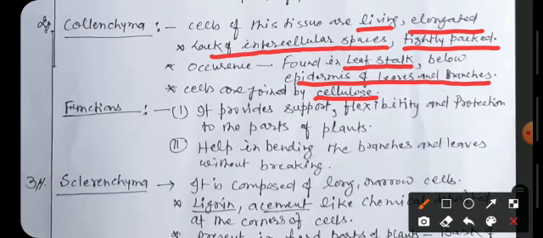Now the functions of this collenchyma. Collenchyma is involved in providing support and flexibility to the parts of the plant. In a plant, the branches and the leaves can bend without breaking. Such type of support is provided by the collenchyma, so that they can face high-speed wind.